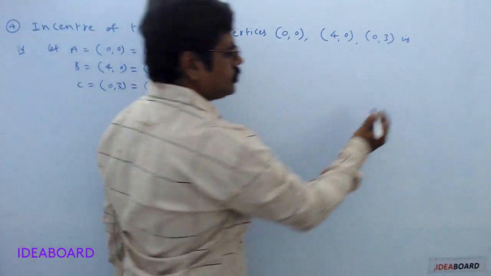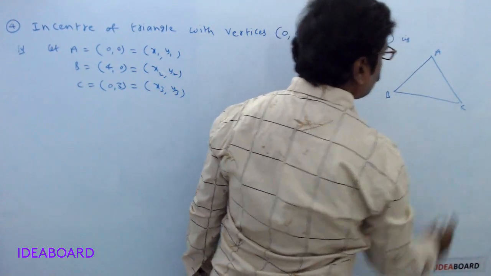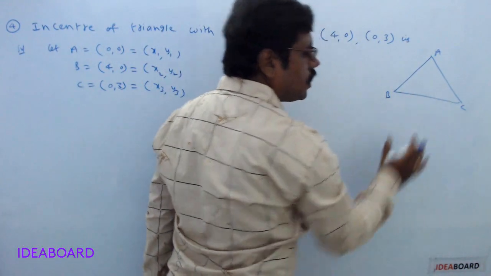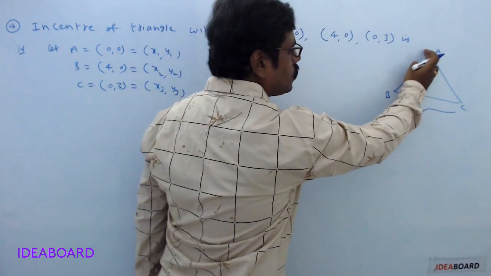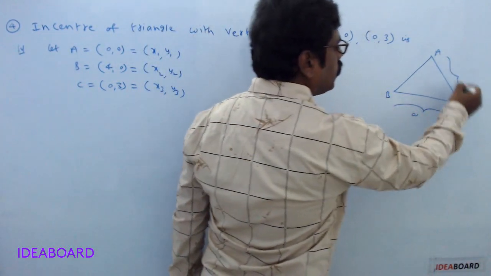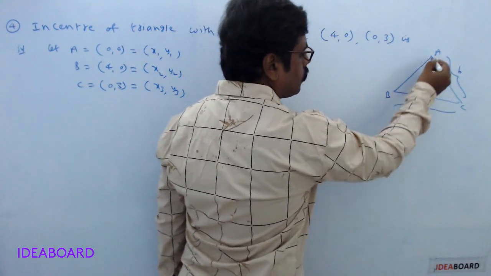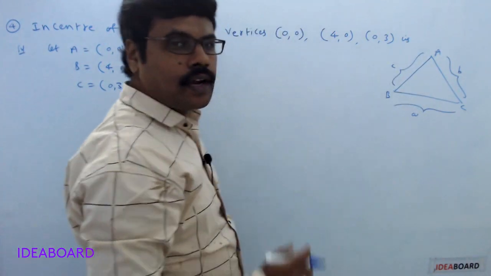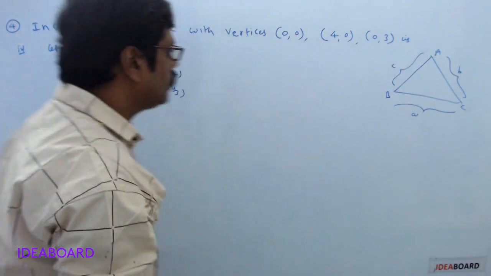Now draw a triangle. A, B, C are the vertices of a triangle. Denote the length of the side opposite to the vertex A as small a, the length of the side opposite to the vertex B as small b, and the length of the side opposite to the vertex C as small c. First calculate the lengths of the sides BC, CA and AB.